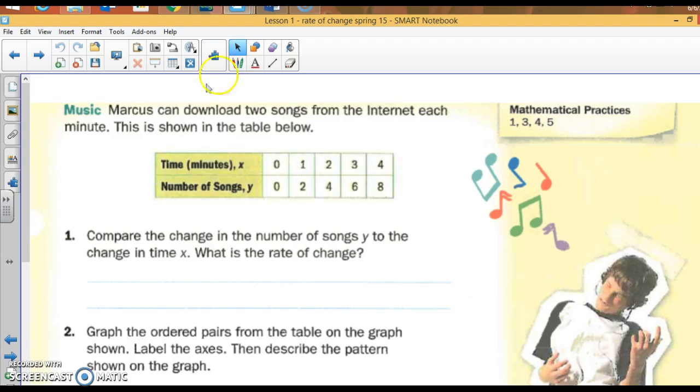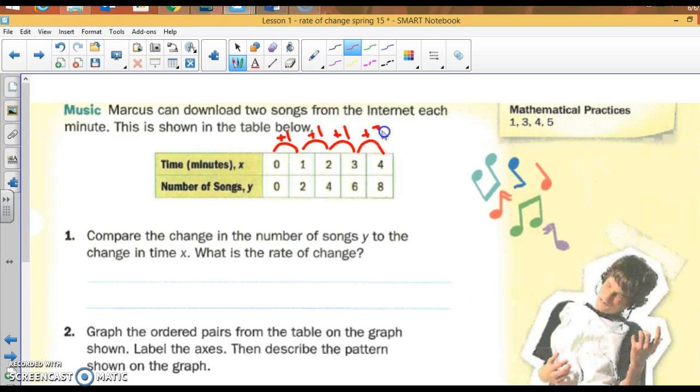Let's find the amount of change in this table. So, the x value or time in minutes, this is going up by 1. Plus 1, plus 1, plus 1. You are looking for how much it takes to get from here to here. In the y value, we are going up by 2. So plus 2 is our rate of change.